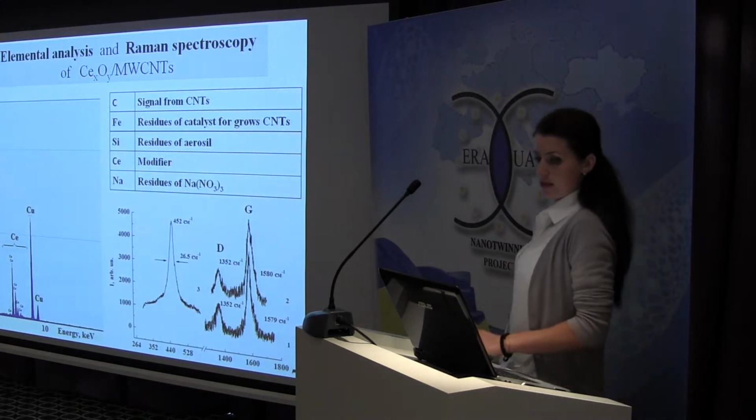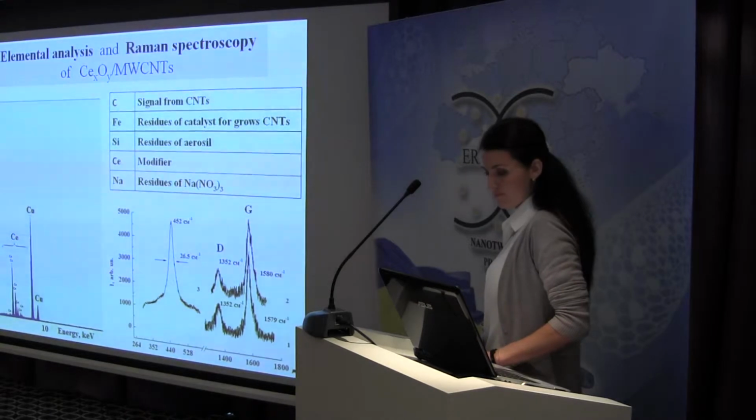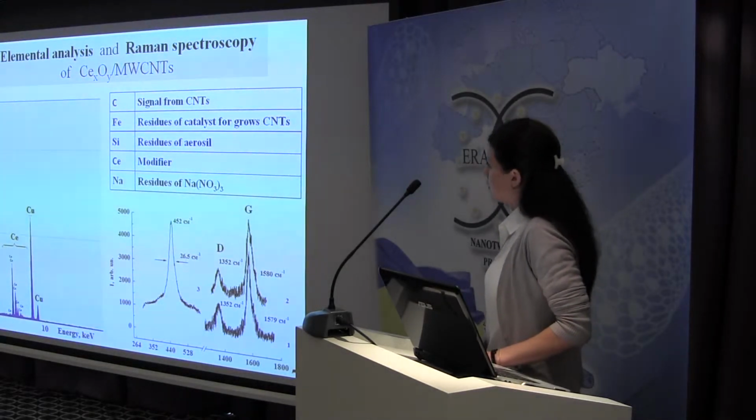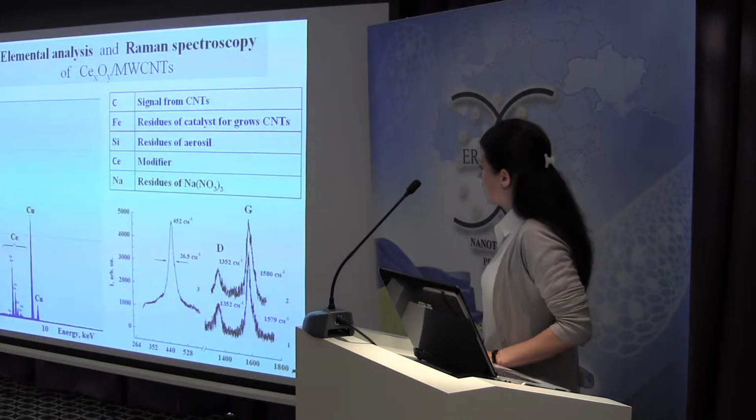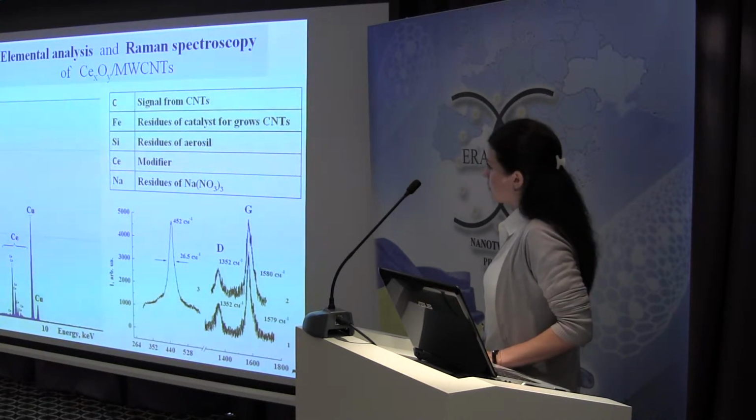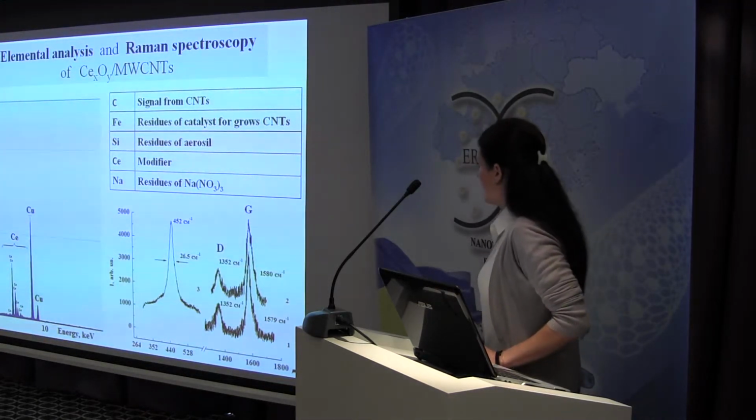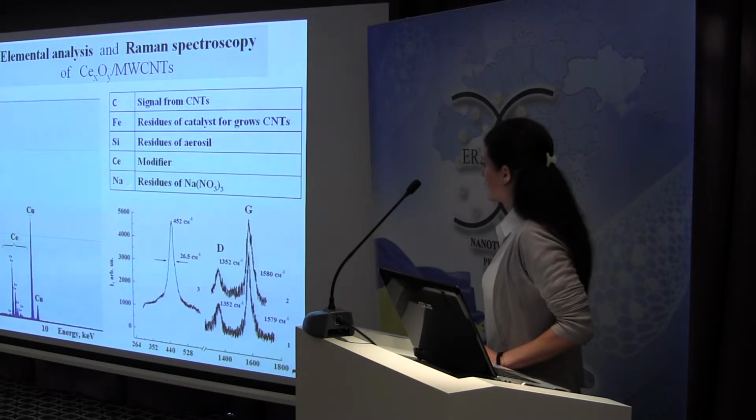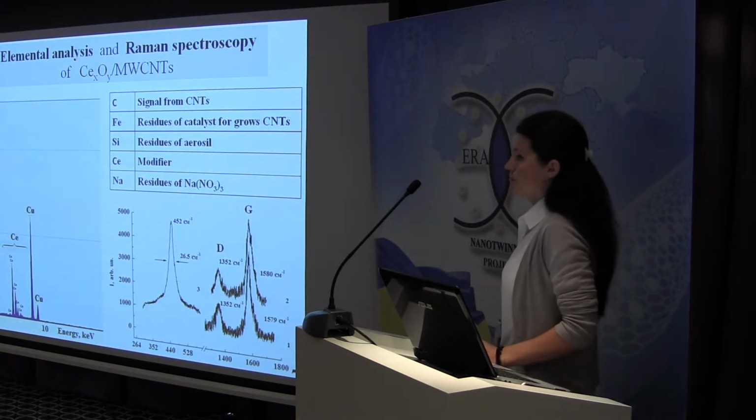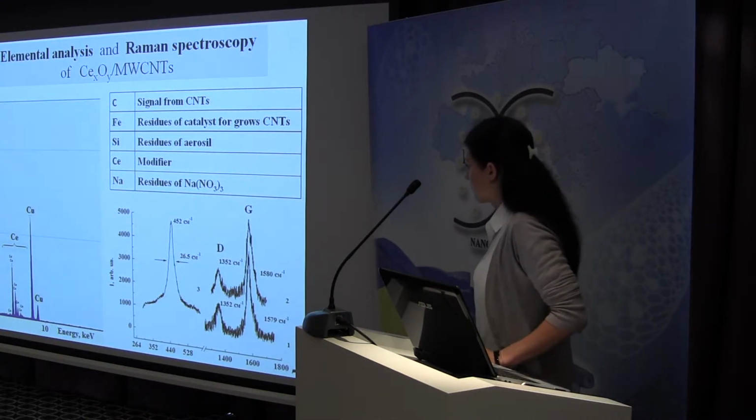Elemental analysis of such a system showed the following. Carbon was found; this is the signal from carbon nanotubes. Iron, this is the catalyst remaining in the cavities or pores of the carbon nanotubes. Cerium, this is the modifier, and sodium, this is the remains of sodium nitrite after preparation of the composite.